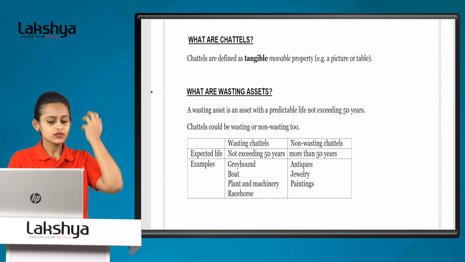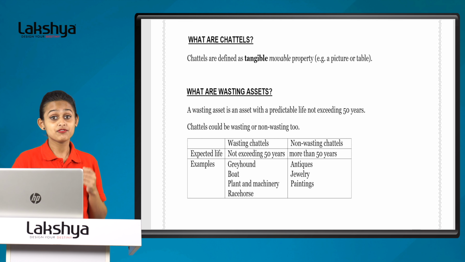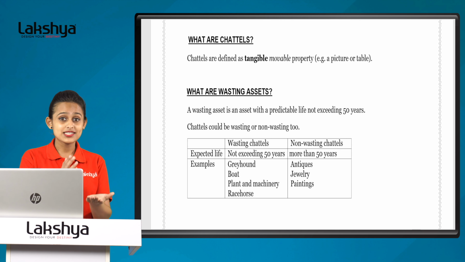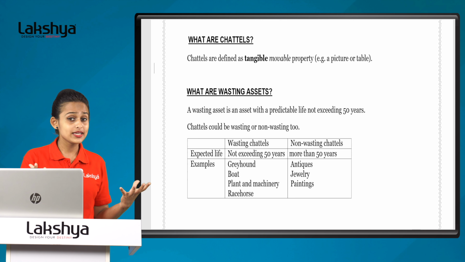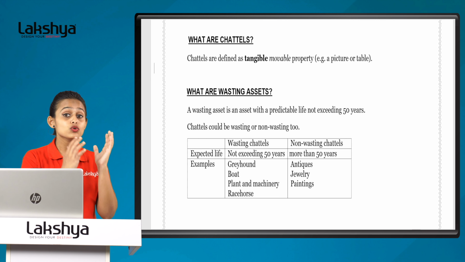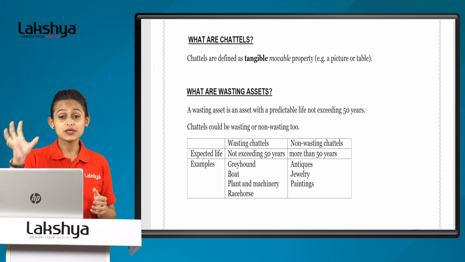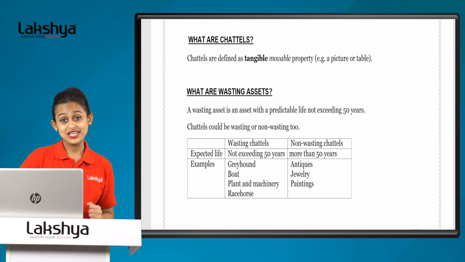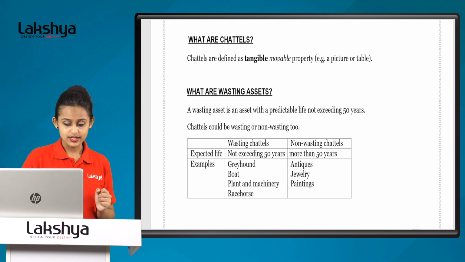All right. So a wasting asset is an asset with a predictable life not exceeding 50 years. So an asset with a life of 50 years or less is called a wasting asset. In that case, what would be non-wasting assets? Logically thinking, any assets whose life is more than 50 years. So non-wasting assets means assets whose life is more than 50 years, whereas wasting assets mean assets with a life of 50 years or less.